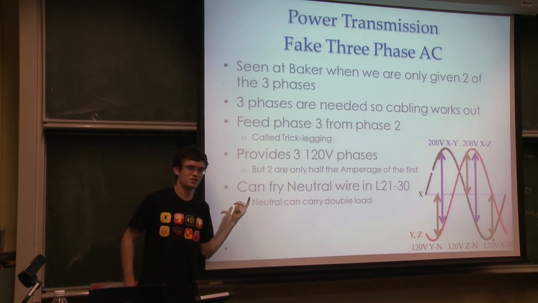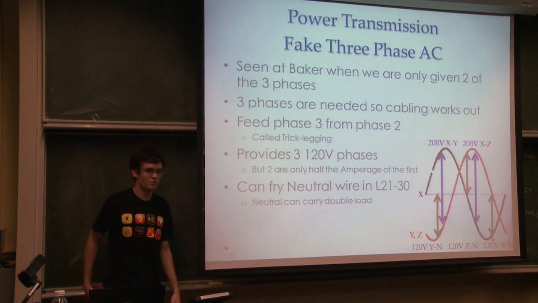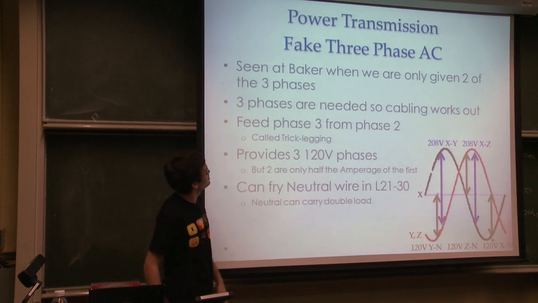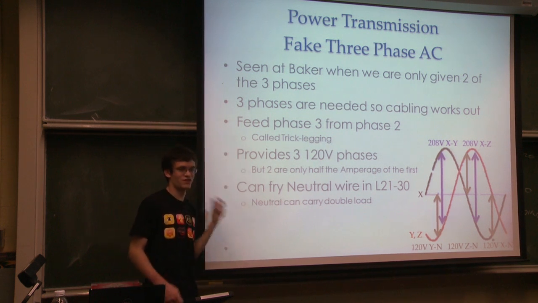So sometimes, such as at Carnival or on the Baker lawn, we need 3 phases, but only 2 of them are provided to us. So we do this fake 3-phase system where we feed phase 3 from phase 2.